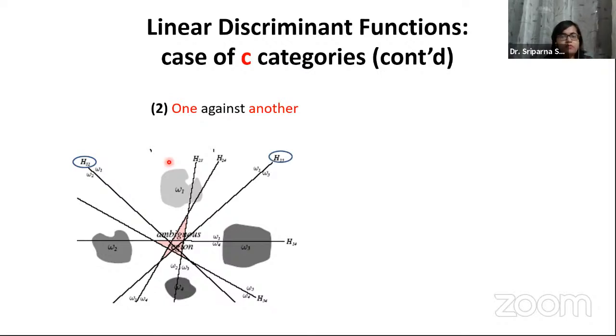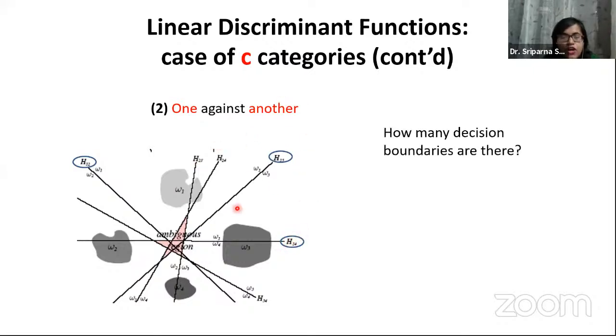This is between region 1 and region 3. This is between region 2 and region 4. So that is why the names are there; by that you can decide which hyperplane does what. Now, the same question you can ask: how many decision boundaries do you need to segregate C categories of data in the concept of one against another?